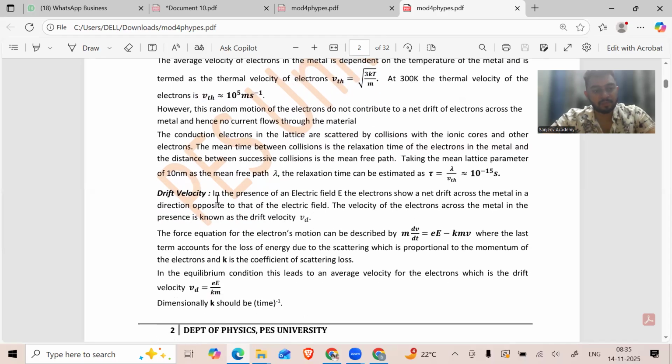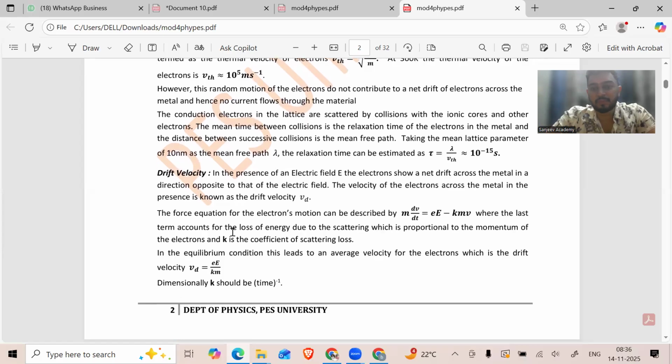Drift velocity. Again we studied this in our class 12th, the first chapter, which is all about electric field and charges. So when an electric field is applied, electrons slowly drift opposite to the electric field applied. Listen carefully: when an electric field is applied, electrons slowly drift, or move, opposite to the electric field. Drift velocity is also done.